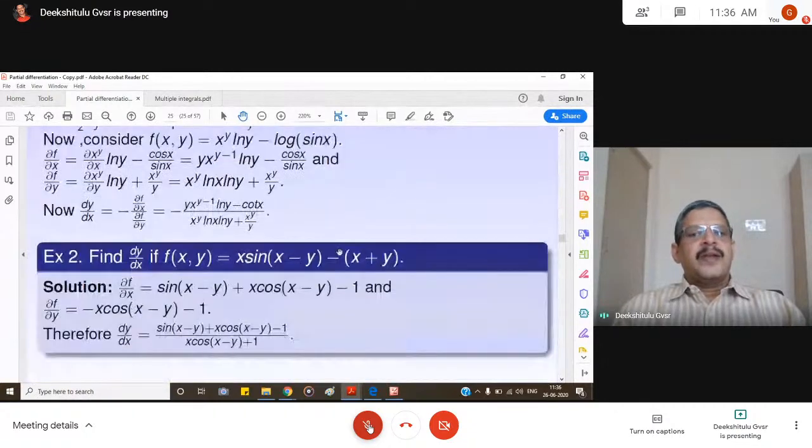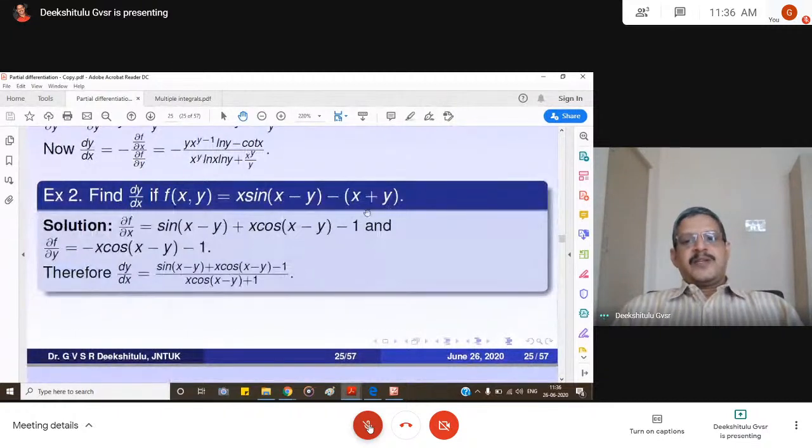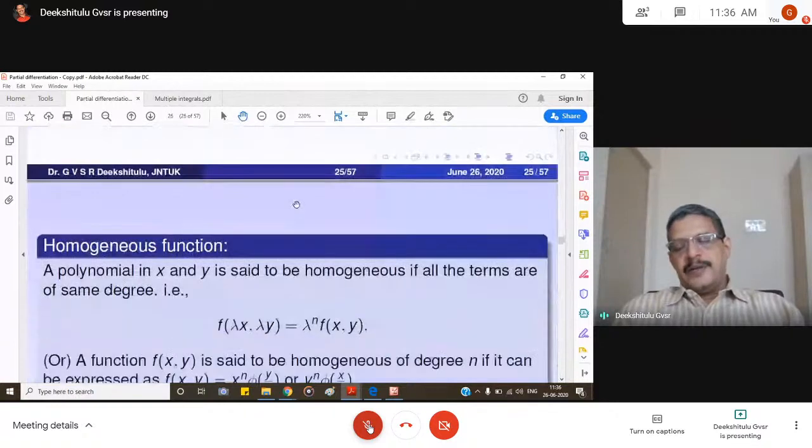Now f(x, y) = x sin(x − y) − x + y. So ∂f/∂x is sin(x − y), the derivative of x being 1, plus x cos(x − y) − 1. ∂f/∂y: here x is there, so the derivative of this only, so cos(x − y) into −1, minus 1. So dy/dx is −(∂f/∂x)/(∂f/∂y). This is what we get. This is how we find derivatives for implicit functions.